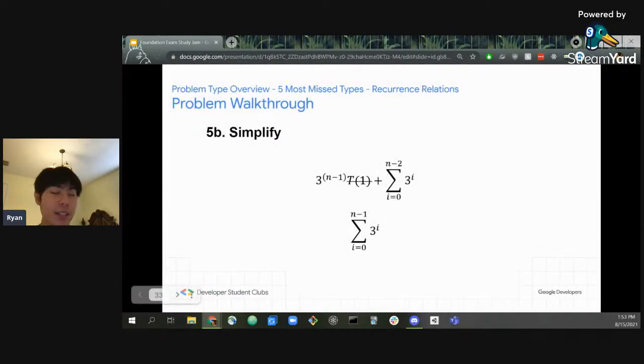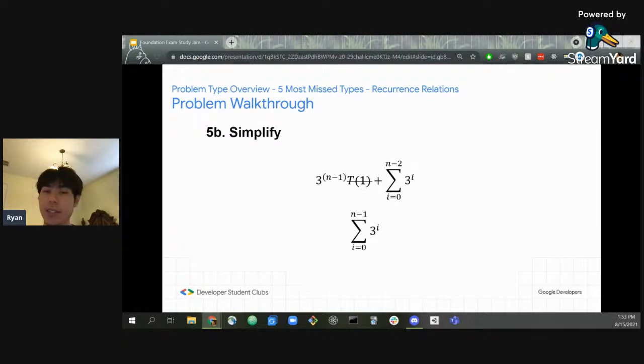Now, after doing a little bit of simplification, I get this. Now, t of 1, if you remember the base case, is equal to 1. So I can just cross that out because it doesn't really change anything. And now I have this problem: 3 to the power of n minus 1 plus the summation of 3 to the i with a lower bound of 0 and an upper bound of n minus 2.